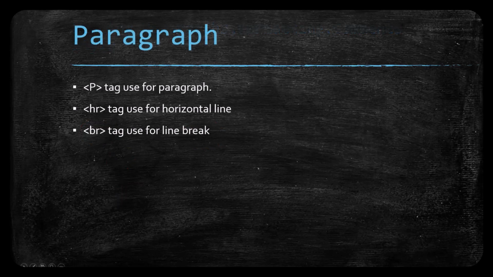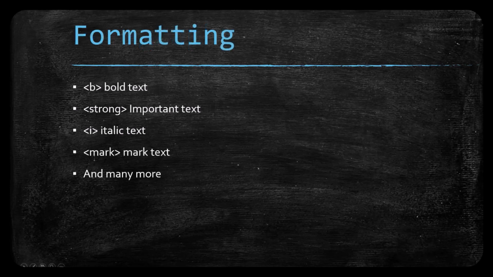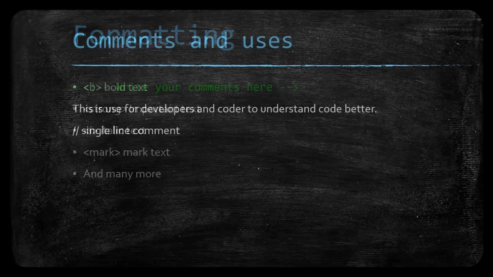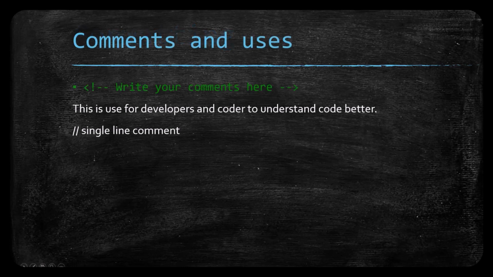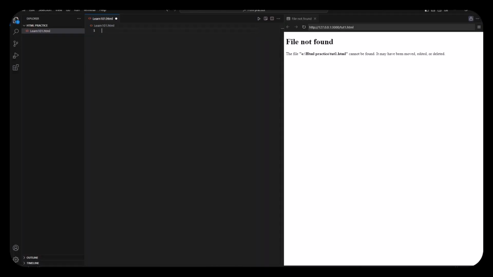So as you know, a paragraph is represented by the P tag, the HR tag means horizontal line, and the BR tag means line break. All these tags are used in the HTML language, and I can show you with an example, but this is just for theory purposes. So B for bold, I for italic, M for mark, and many more. And you can also write comments. So should we go to the practical part? Yes, why not? So guys, let's start.